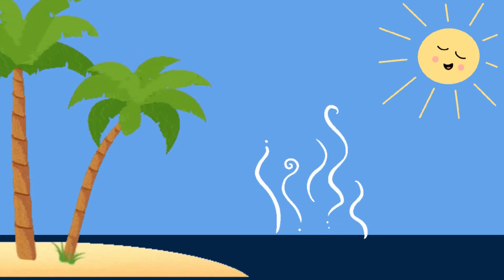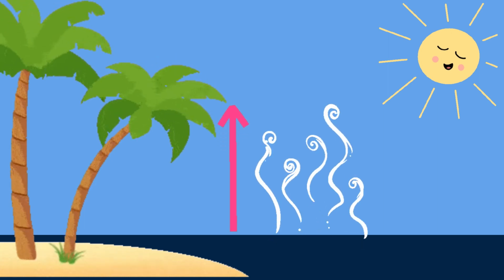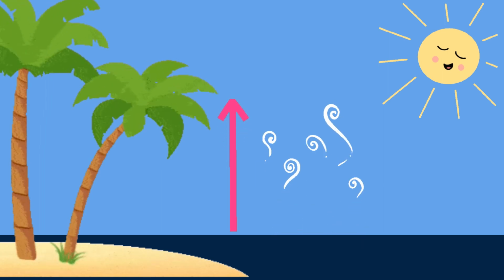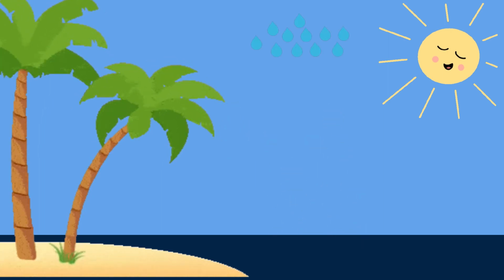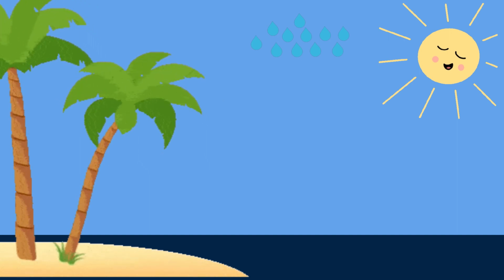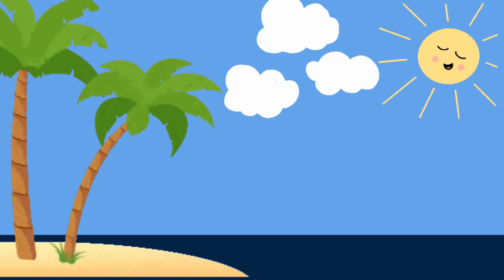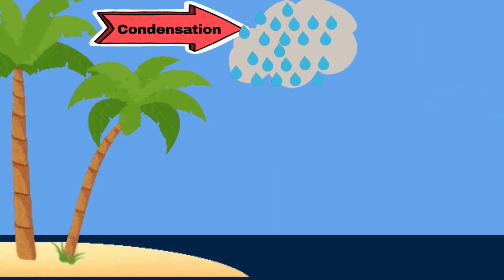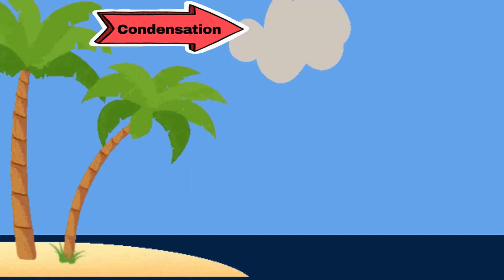Since the gas is lighter than liquid, the water vapor rises up in the atmosphere. In the sky, the water vapor cools down and changes back into water droplets and makes clusters of tiny water droplets which ultimately form the cloud. This change of water vapor to water droplets is called condensation.